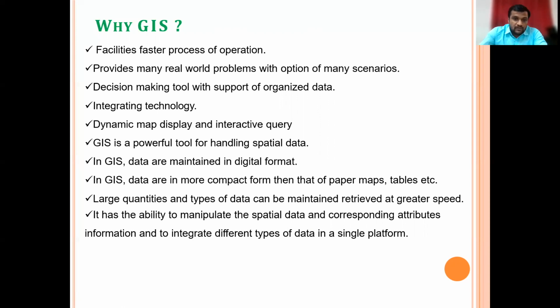Means when we talk about spatial data, it has locational information, and other characteristics, other information about that spatial feature, is considered as attribute data or non-spatial data. So GIS can integrate both spatial and non-spatial data together to get information and to get different types of processing and analysis to solve any real world problem.